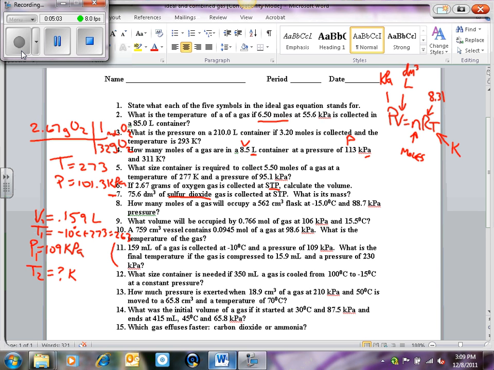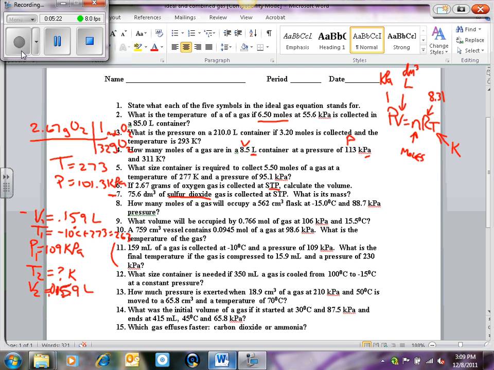We're going to compress it to 15.9. V2 is 15.9 milliliters. Oh, wait a minute. I can leave it in milliliters if I wanted, but my V1 is in liters. I was playing it safe, and I guess I got caught, huh? So I'm going to do 0.0159 liters. Get the units to the same.